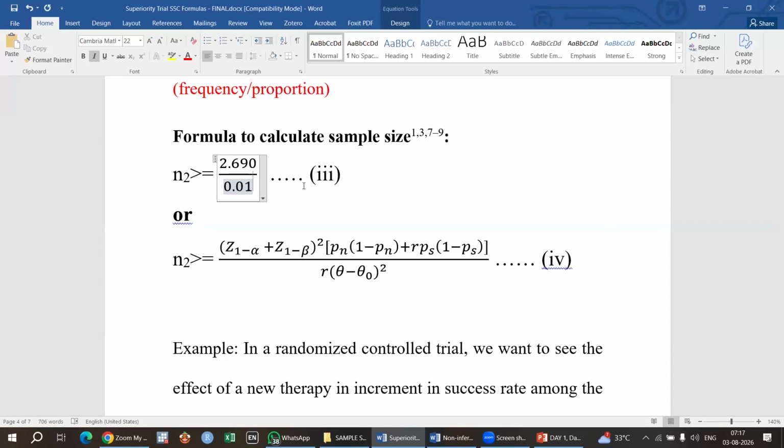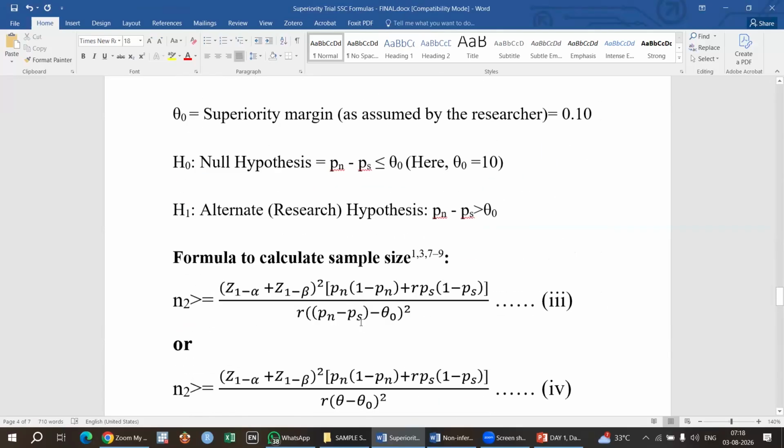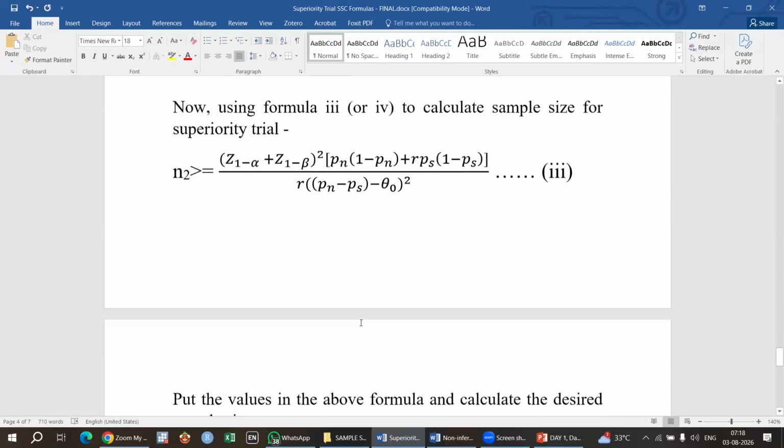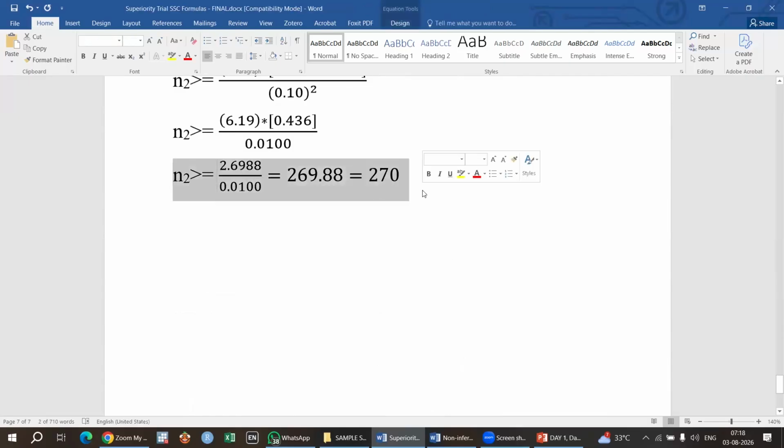Then please give me the answer. 269. Okay, very good. 269. So we can take 270 in each group. So this is the sample size we can calculate. No problem. Just see this. Here what we have done, and what will be the sample size? 270. Yes, this is the same. We have done it. No problem. It's very simple. What is the problem?